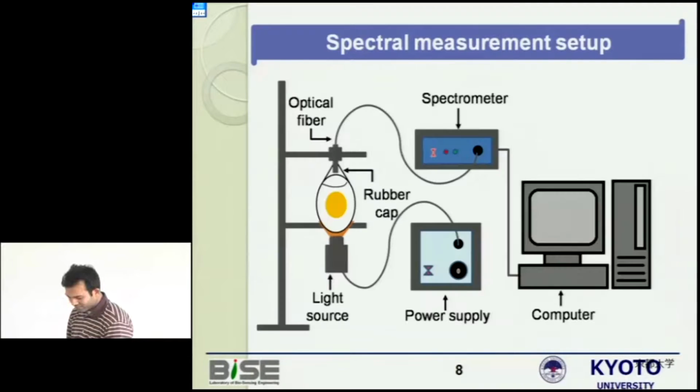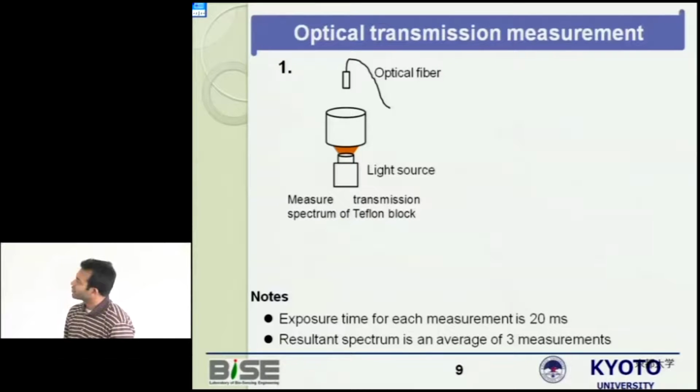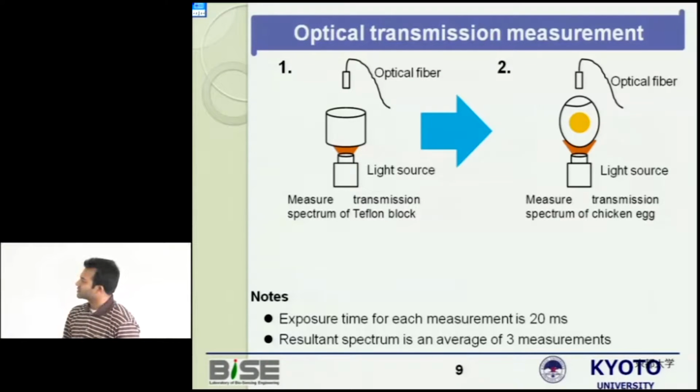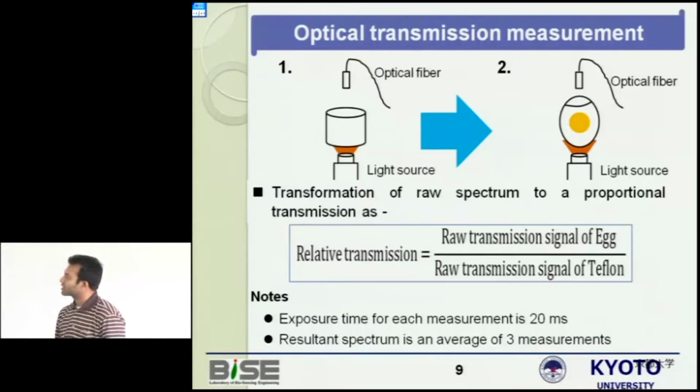And this is the spectral measurement setup. We use this setup in the Naval company, and the optical transmission measurement procedure is an everyday measurement. At first we measure the transmission spectrum of a reference material, a Teflon block, and then we measure the transmission spectrum of the chicken egg, and then the raw transmission spectrum is transformed to a proportional transmission like this.